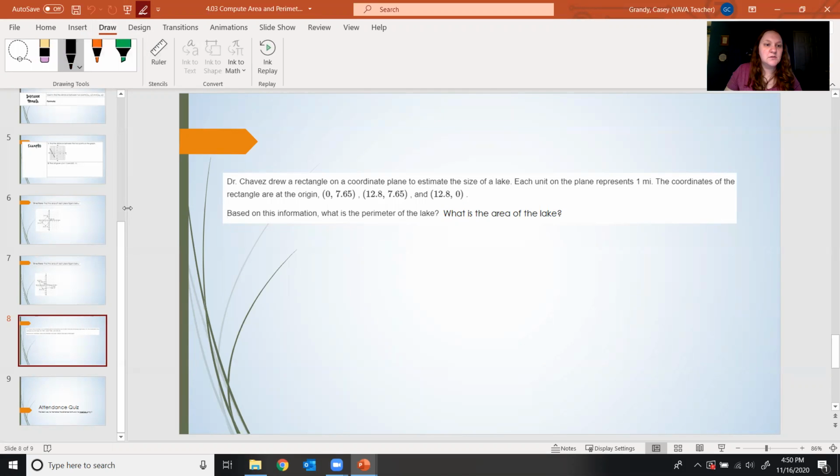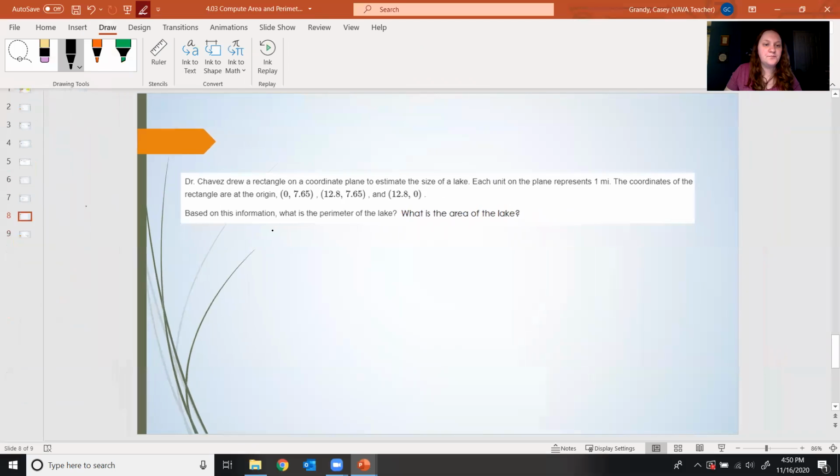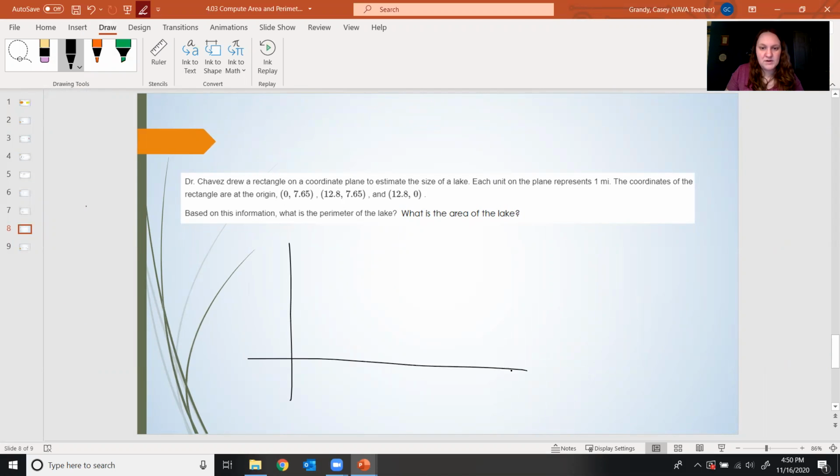Okay, so let's sketch it up. One of the coordinates is at the origin, 0, 0. One coordinate is at 0, 7.65, well, I'll put that up here. 12.8, 7.65, and 12.8, 0. So here's my rectangle. Now we just need to find the perimeter and the area.